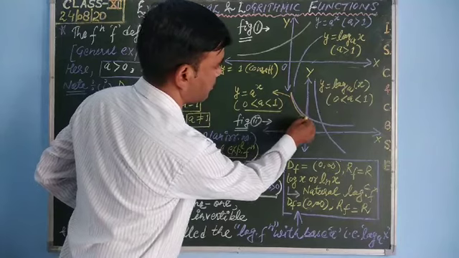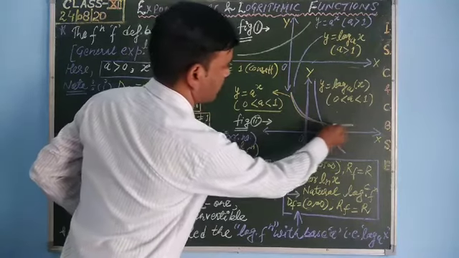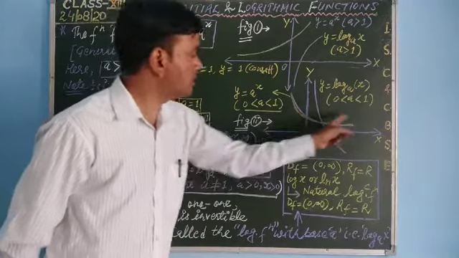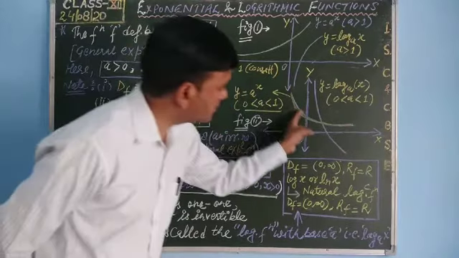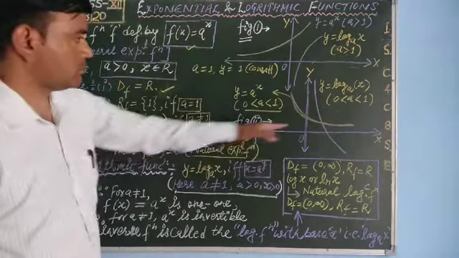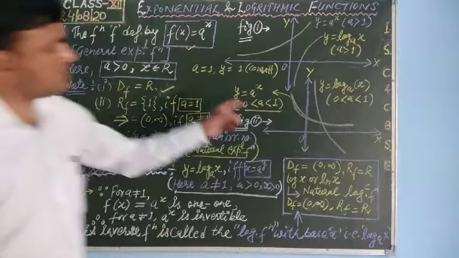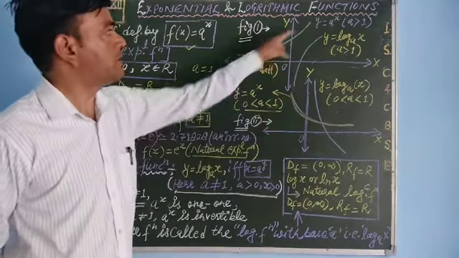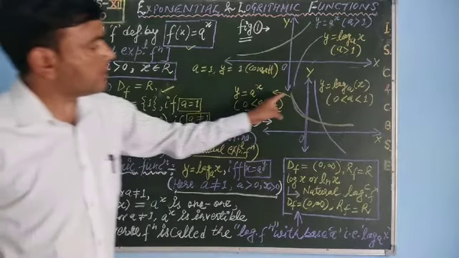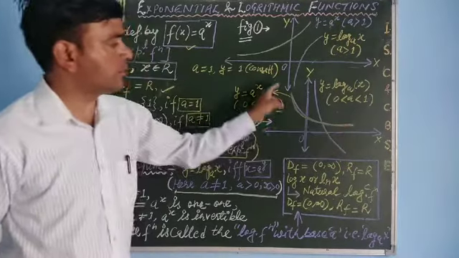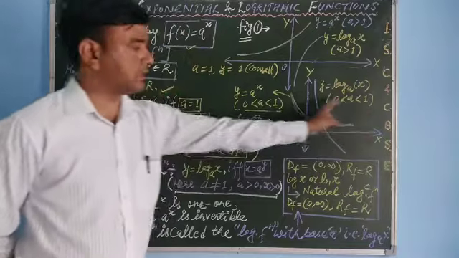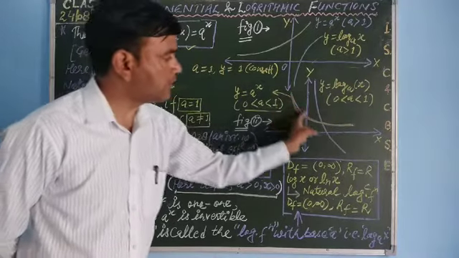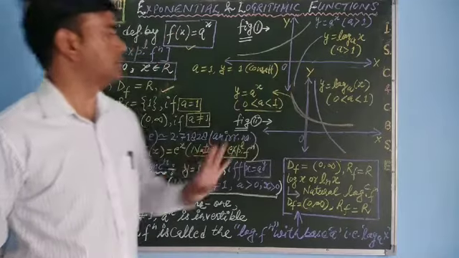If the domain is a real number, from negative to positive, the value of the function is decreasing towards 0. It means when a is less than 1, the base is less than 1, then the graph of the exponential function is always strictly decreasing. For every value of x, the graph is always strictly decreasing.